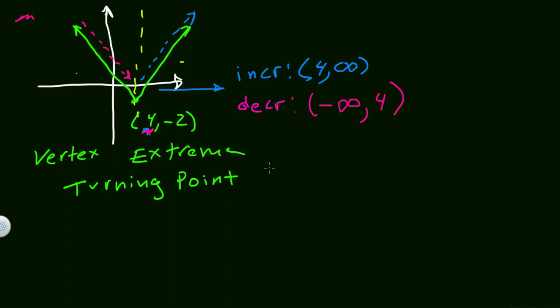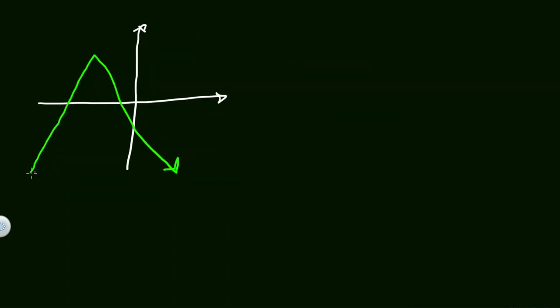Let's do one more example. Okay, here I drew another graph of absolute value, and this time I have the vertex up here. The vertex is a max, it's the highest point, and let's just say that that point is at negative 5, 6, just to give it some different numbers. And again, we want to know, when is this graph increasing and when is the graph decreasing?